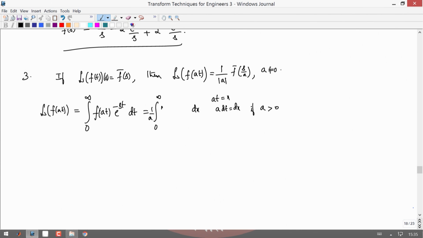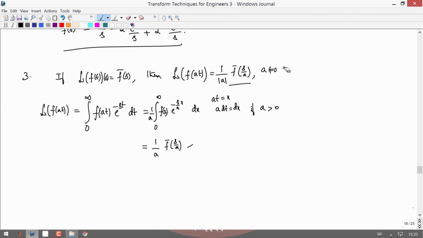What happens is, f of x, since a t is x, and e power minus s times t, where I replace t with x by a, I write s by a. So, this is equal to 1 by a f bar of s by a. This is what you have if a is positive.